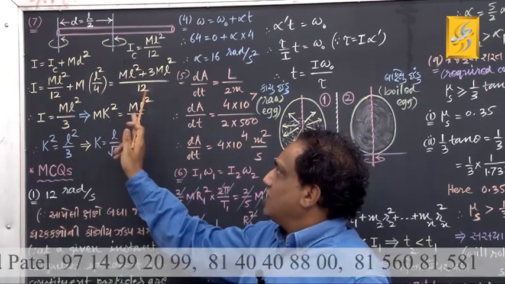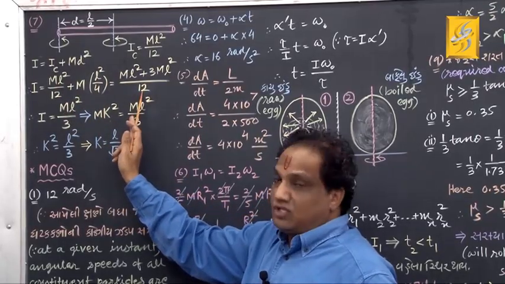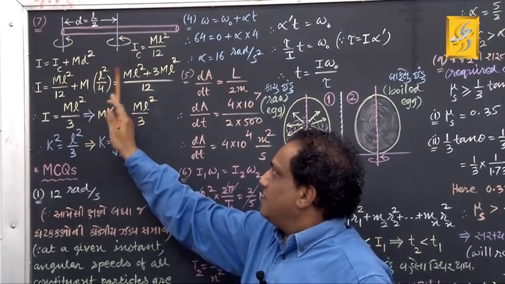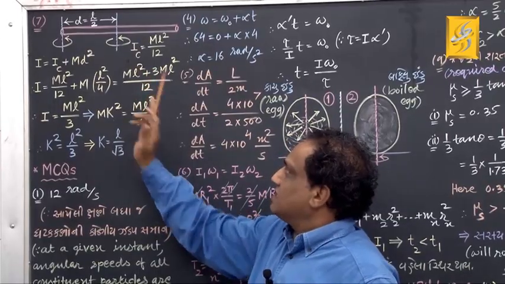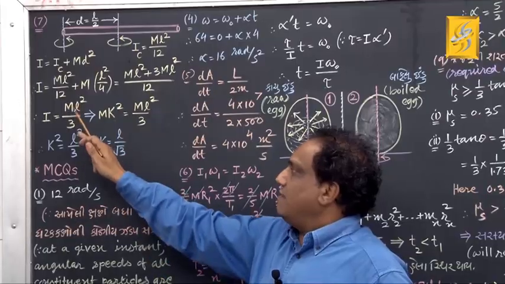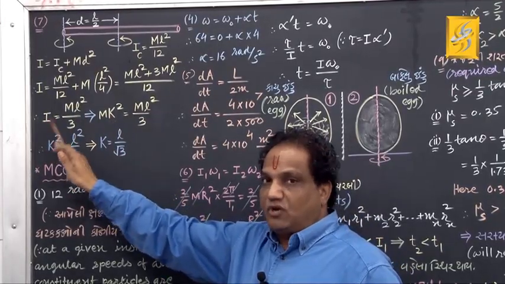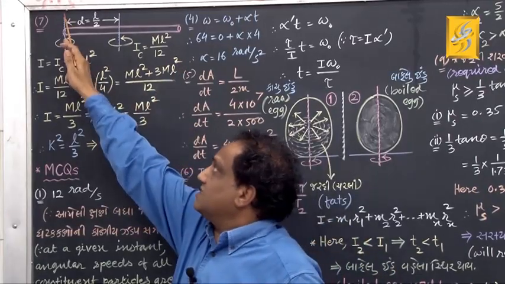In the LCM you can take 12. This ml square as it is. 4 3s are 12, so here you can multiply by 3. 3 ml square plus ml square, that is 4 ml square upon 12. So it is ml square upon 3. So this is the new moment of inertia of the same rod about this axis.